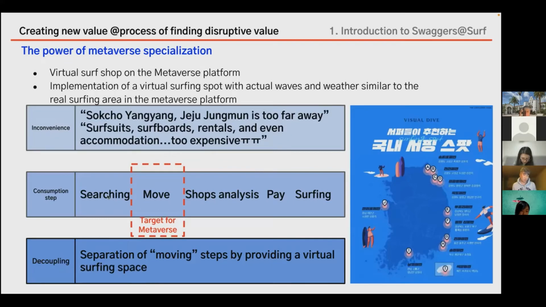In our view, the most inconvenient thing in the consumption stage is distance. If you look at the picture of shopping spots in Korea on the right, it takes more than 2 hours from all major cities in Korea. So our strategy is to decouple the moving pace by providing a virtual shopping space, as the power of metaverse specialization.